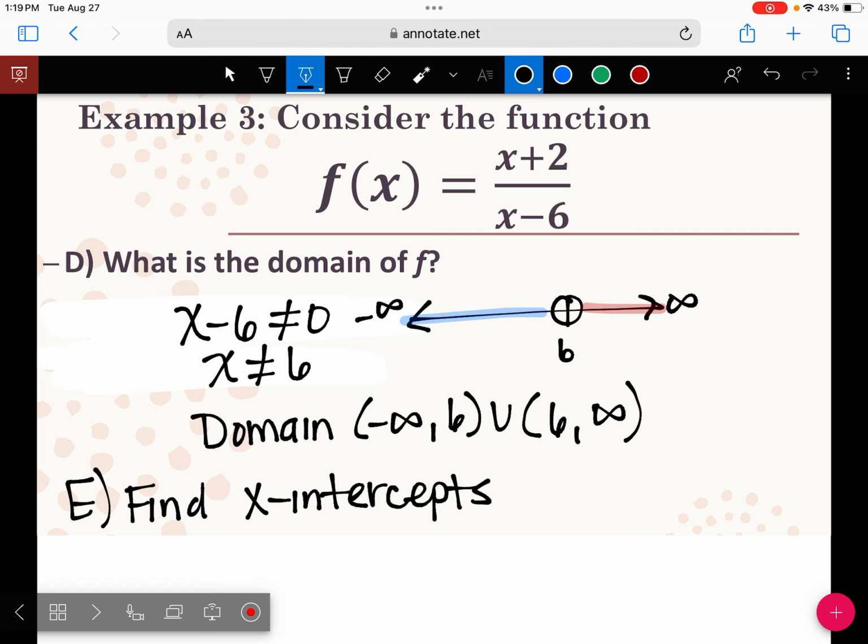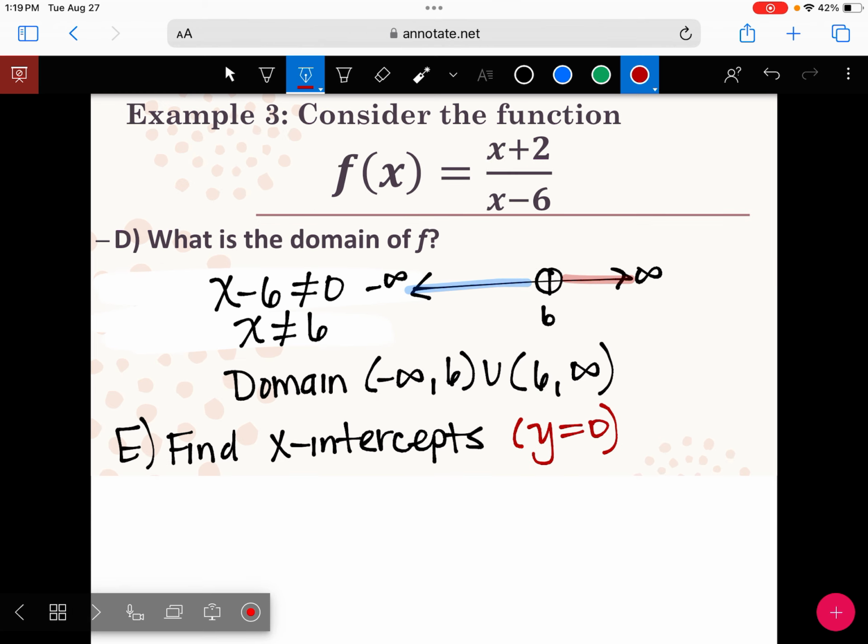All right, part E, we have to find our x-intercepts, which means y equals 0. So let's go ahead and solve that. 0 equals x plus 2 over x minus 6. Go ahead and put this over a 1. Solve that for x.